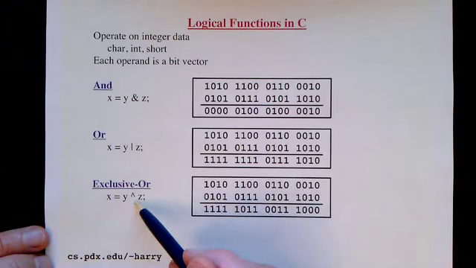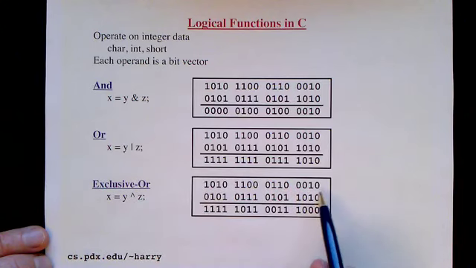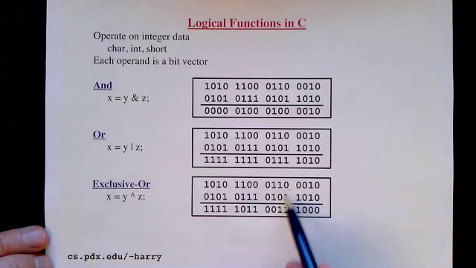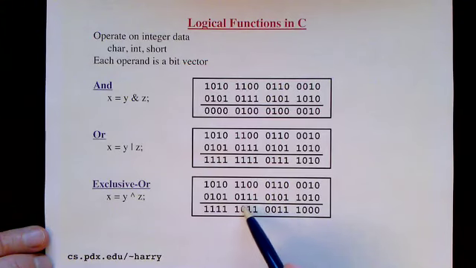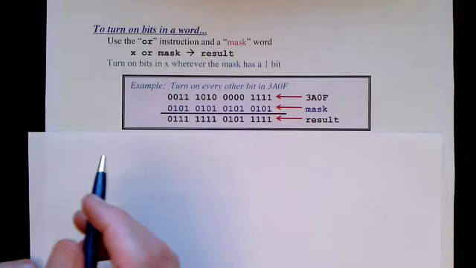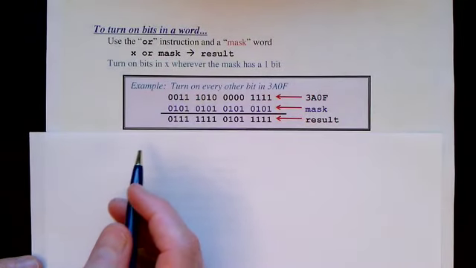So here's the exclusive OR operation. Everywhere they differ, we see a 1. Okay, everywhere the two values differ. They differ here, so there's a 1. They differ here, so there's a 1. But here and here, they're the same, so we have 0s. These logical operations are useful for manipulating bits in a word.